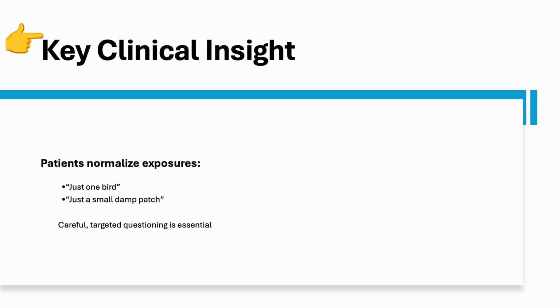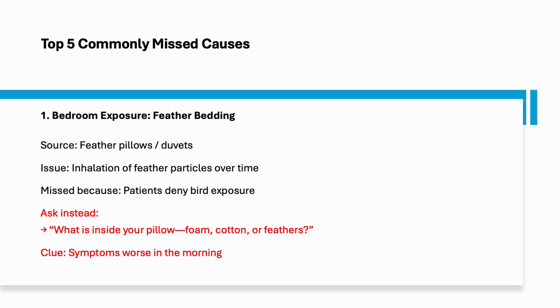So you might end up treating a patient with steroids and other immunomodulators or immunosuppressants, but find the patient is not improving, rather progressing, because you never identified the right triggers. So the key is careful, targeted questioning. Here we will discuss the 5 commonly missed causes for HP.